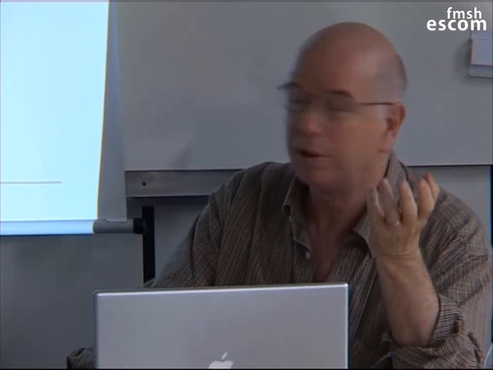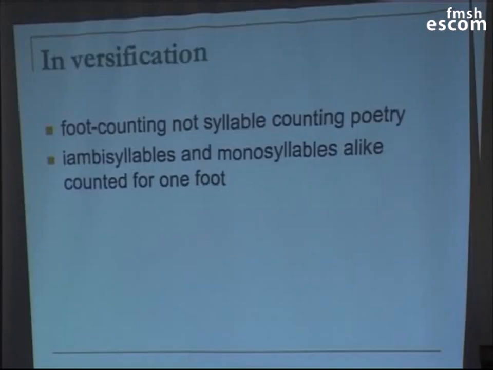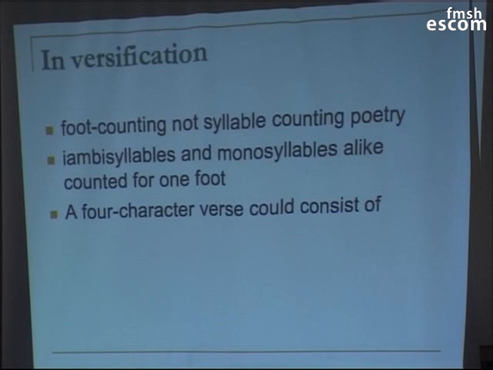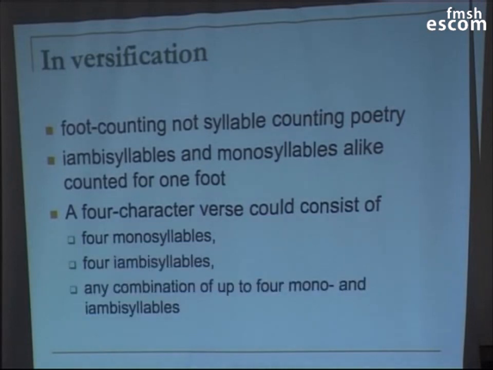There are also interesting consequences in versification, that is specific mostly in the Shijing, in the Book of Odes. We think that all Chinese poetry was not syllable counting like French poetry, but it was foot counting like Latin poetry or certain kinds of English poetry, so that a foot could consist of a monosyllable or an iambic syllable. Okay? They counted for one foot, each of them. So not one and a half versus one, but one and one. They really were counting stresses. So a four-character verse could consist of four monosyllables, four iambic syllables, or any combination of up to four mono and iambic syllables.